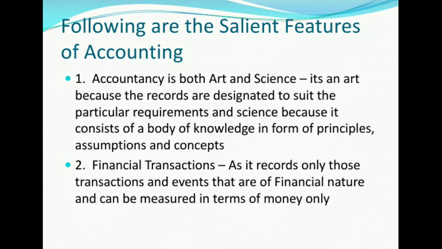Now, there are 6 salient features of accounting. Number 1 is accounting is both an art and a science. It is an art because it records the transactions for a particular requirement. And what would be that particular requirement? It is drawing up a ledger, a journal, a trial balance, and so on and so forth. And it is a science because it is based on principles, assumptions and concepts.